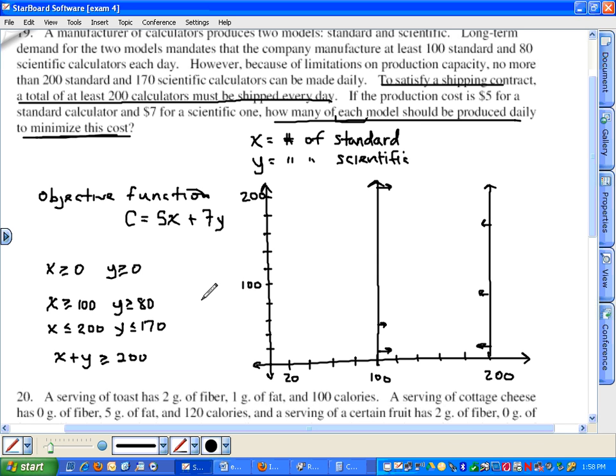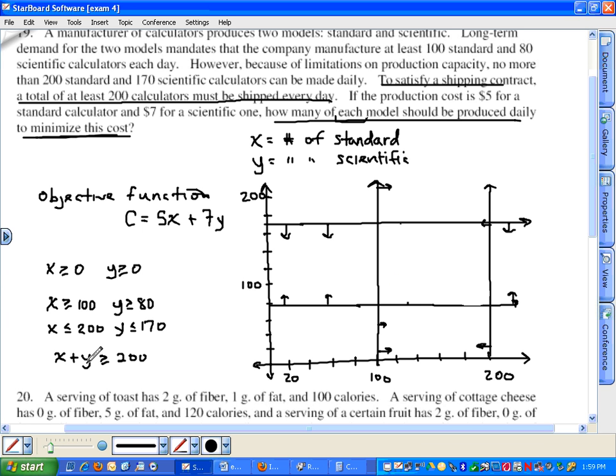Now y is greater than or equal to 80. That's a horizontal line going through 80. Greater than, that means we're shading above. But it has to be less than or equal to 170. So 170 is right here, and we're shading below that line. So far the region that contains all the shades is this rectangle right in here. There's one more we need to graph.